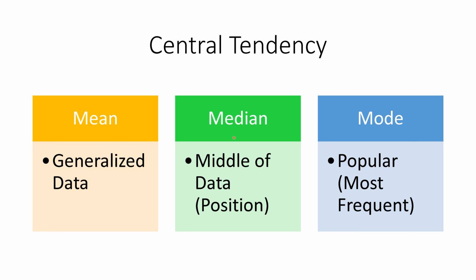The median gives you a position that divides the data into two parts, the middle of the data, so you will see 50% above and 50% below. The mode is the most popular or most frequent data in a given set.